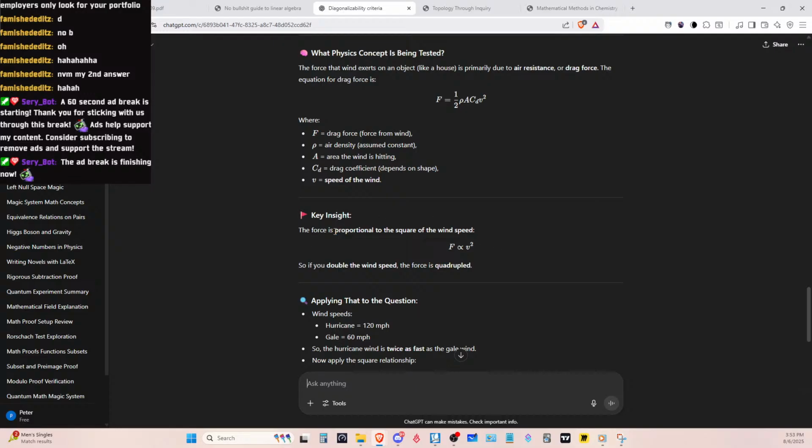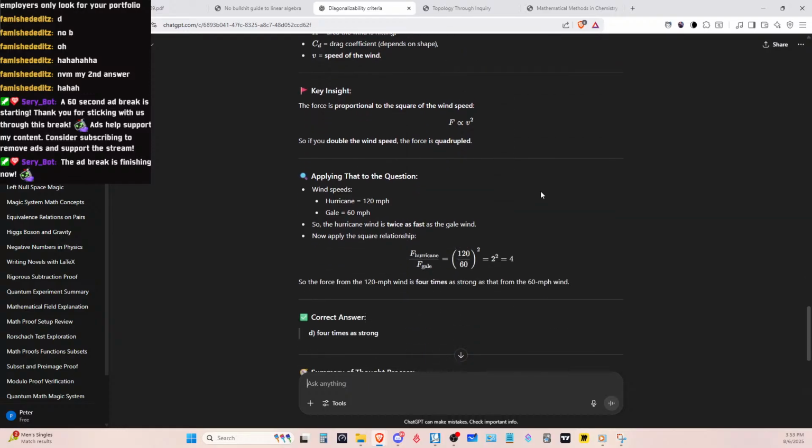The key insight: the force is proportional to the square of the wind speed. Oh, okay, I don't know if it's something I learned before, but that's something new. So, learn something new every day. When it comes to wind, we have to remember this relationship: the force is proportional to the square of the wind speed. So if you double the wind speed, the force is quadrupled.